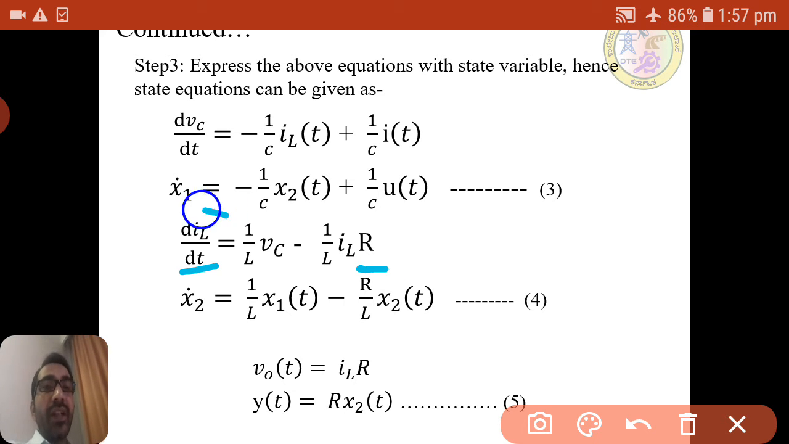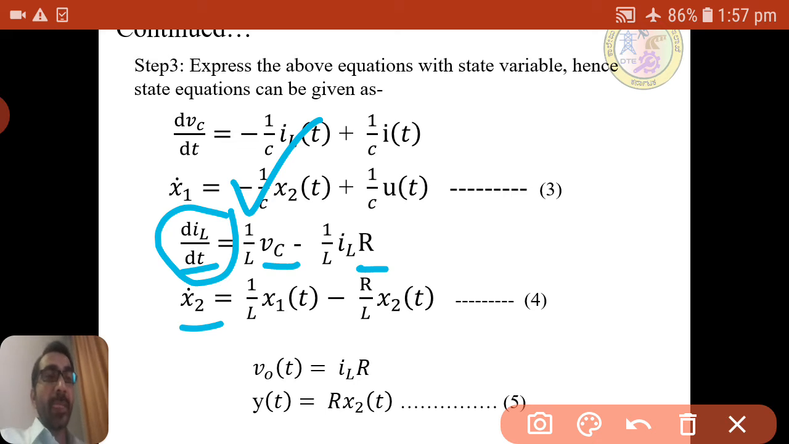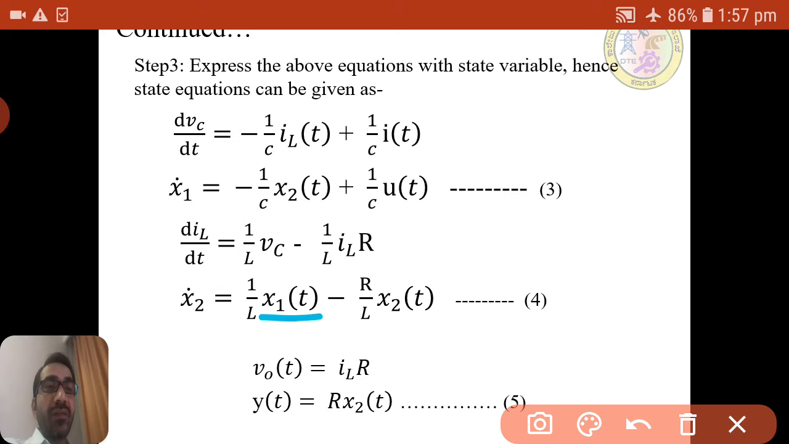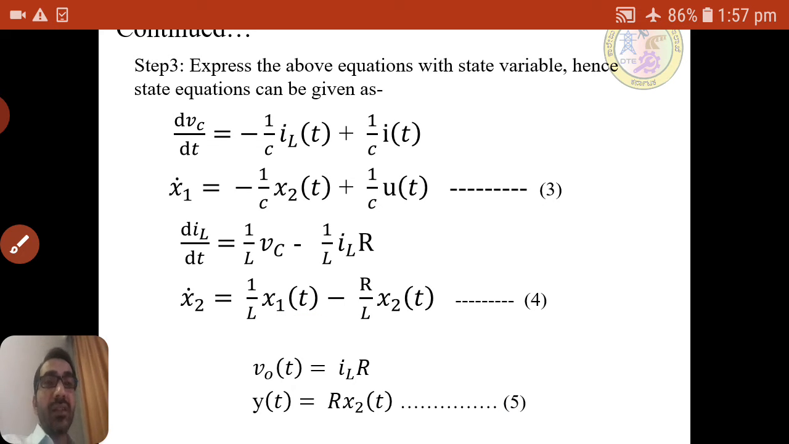So the derivative with respect to current, it will be considered as the second state variable, x2 dot is equal to 1 by L x1. Vc is nothing but the first state variable x1 of t, minus R by L x2 of t. Okay, and this is regarding the two state variables.